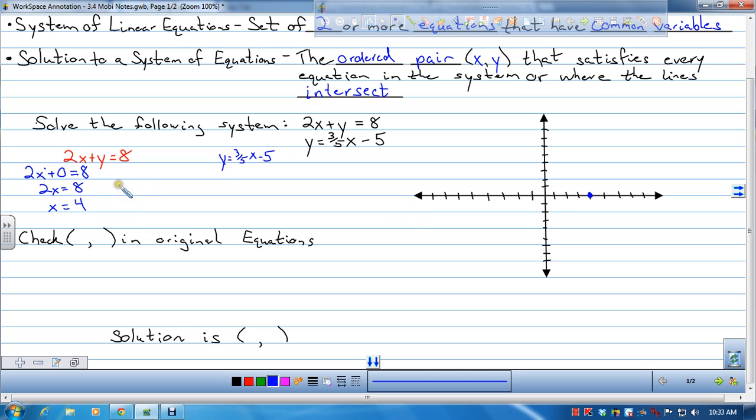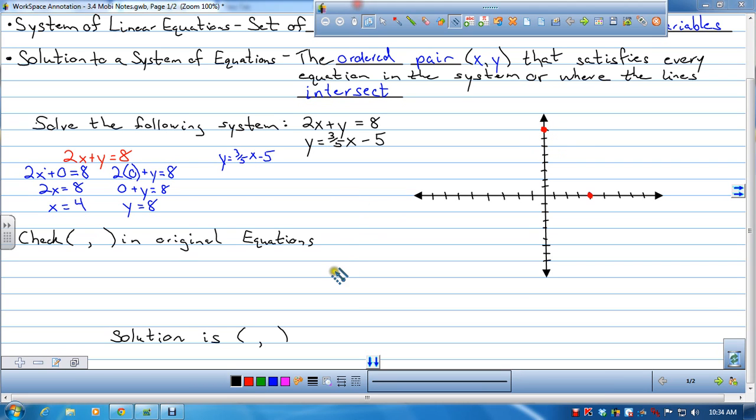So let's find our y-intercept. For that, I'll plug in 0 for x. So 2 times 0 plus y would equal 8. So 0 plus y equals 8, so y equals 8. So I know I need to go up 8 to graph that one. I should have made these red, since my original equation was in red. So 1, 2, 3, 4, 5, 6, 7, 8. There's my y-intercept. So now I'll go graph the line.